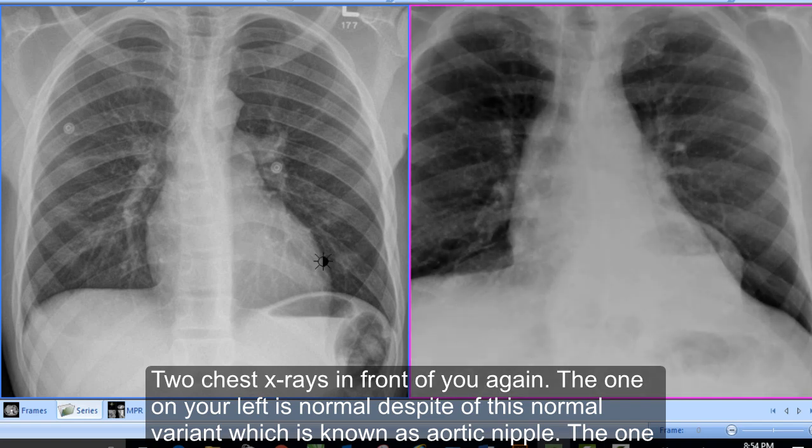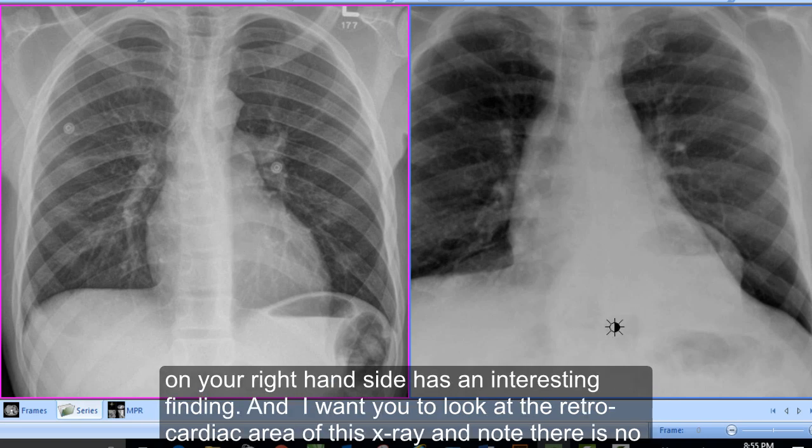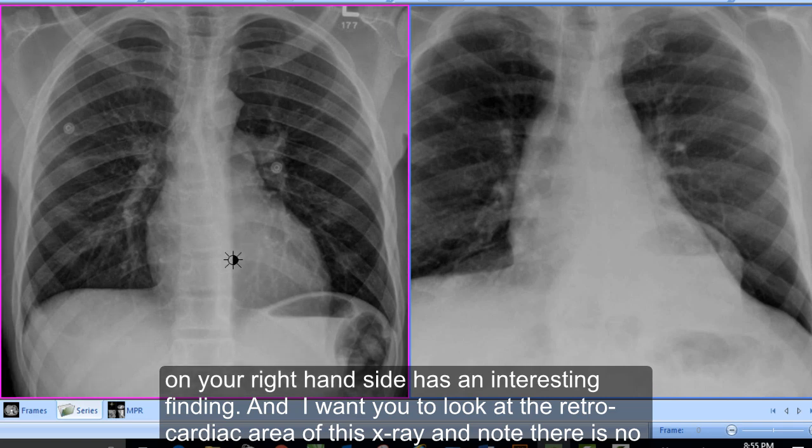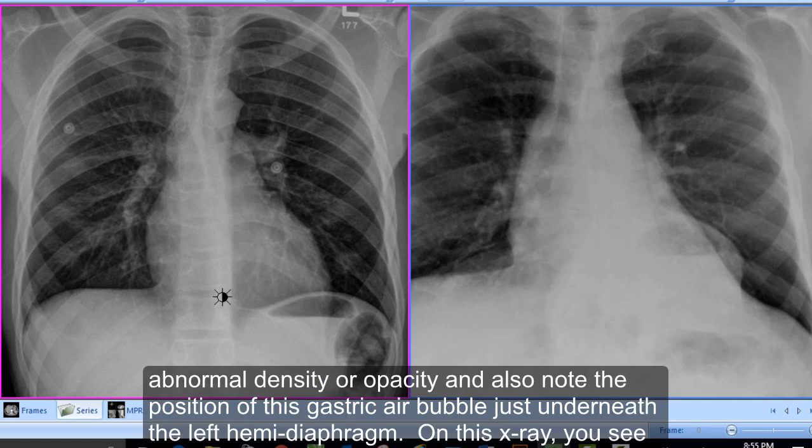Okay, two chest x-rays in front of you again. The one on your left hand is normal despite this normal variant which is known as aortic nipple. The one on your right hand side has an interesting finding, and I want you to look at the retrocardiac area of this x-ray and note that there is no abnormal density or opacity, and also note the position of this gastric bubble just underneath the left hemidiaphragm.